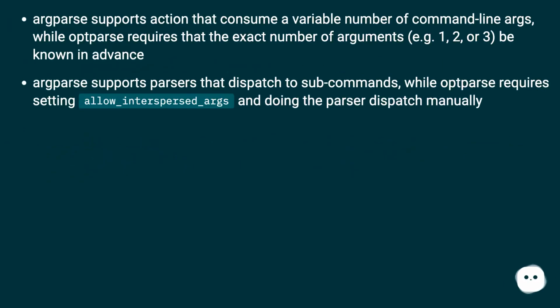Argparse supports actions that consume a variable number of command line args, while optparse requires that the exact number of arguments, e.g. 1, 2, or 3, be known in advance. Argparse supports parsers that dispatch to subcommands, while optparse requires setting allow_interspersed_args and doing the parser dispatch manually.